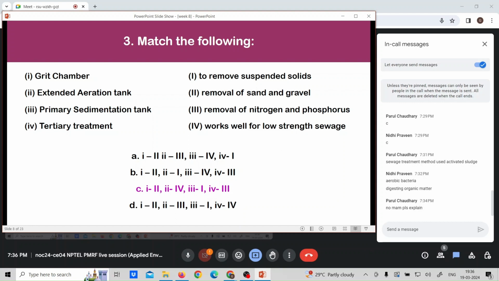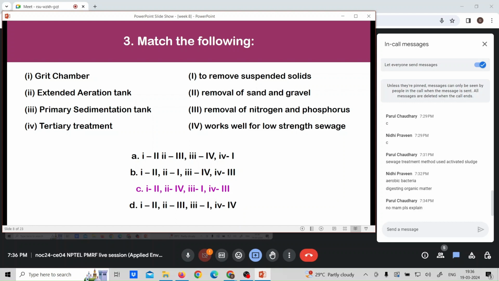So after this growth, it goes to the secondary sedimentation tank, where your cells settle down, and the top part will be your treated water, which you can take to your tertiary treatment, or you can just use it if the standards are fine. Okay, this is the general ASP process.